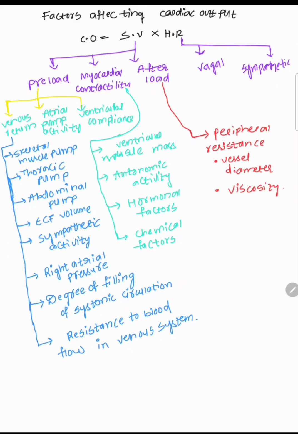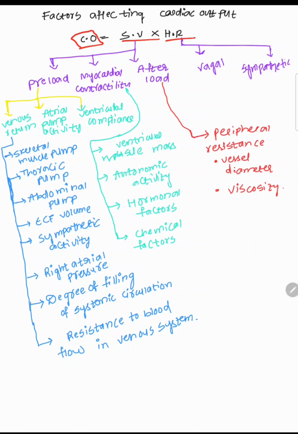See, factors affecting cardiac output. Cardiac output is equal to stroke volume into heart rate. So, the factors affecting stroke volume and heart rate indirectly affect the cardiac output. First of all, you draw a flow chart like this, so that the examiner can understand that you have a great idea about this cardiac output answer, so that you can get good marks.